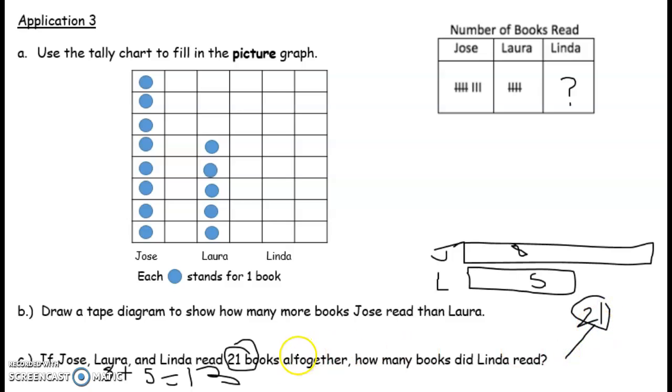This is the number we're trying to get to. On one side of the number bond we know that Jose and Laura read 13 books altogether. But we just don't know how many Linda read. So we're going to have to create this number bond to help us to find that answer. And on this side of the number bond, we don't know. So how do we get from 13 to 21? What equation could we create to find out what this is? Go ahead and pause this video and write an equation that would help us to figure out the answer to this number bond.